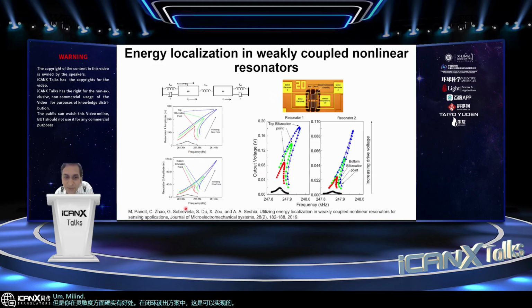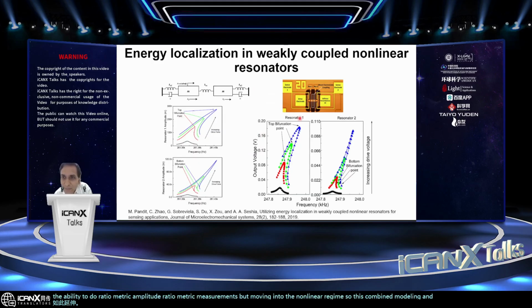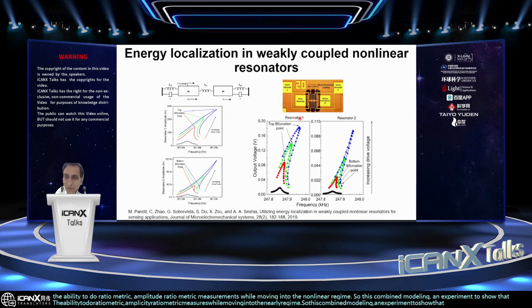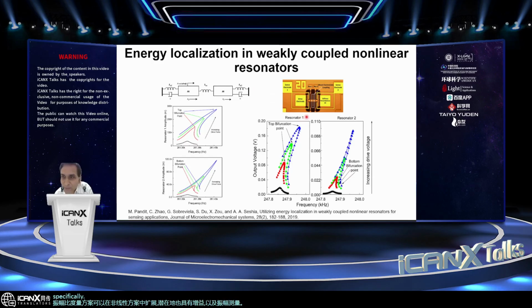Measurand around the same time also looked at pushing to the nonlinear regime, and so extending the ability to do amplitude ratiometric measurements while moving into the nonlinear regime. So this combined modeling and experiment to show that the amplitude ratiometric scheme could be extended into the nonlinear regime, potentially with gains as well with the amplitude measurements, and specifically also focusing on particular operating points where those gains are possible.